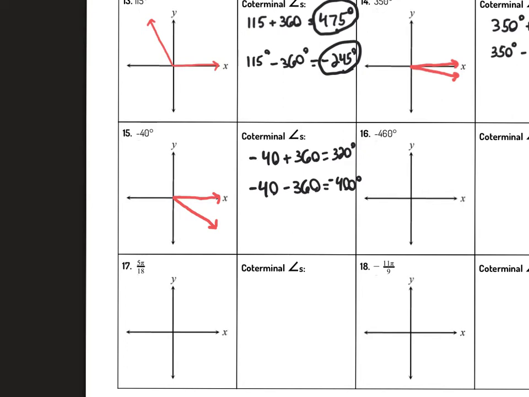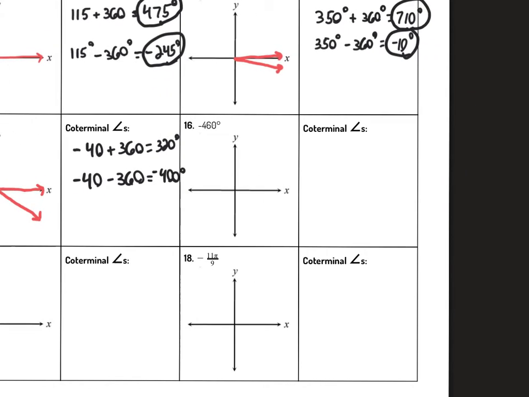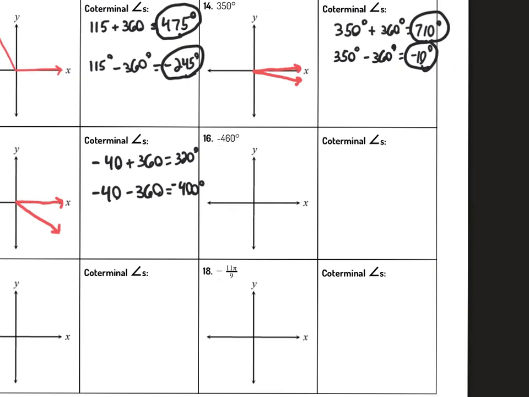And our final degree, negative 460 degrees. I'm actually going to find some coterminal angles first. So negative 460 degrees. I want to find a negative angle measure that is shorter than that. So I am going to add 360 degrees to that, and I will get negative 100 degrees. So that's a negative coterminal angle to negative 460.